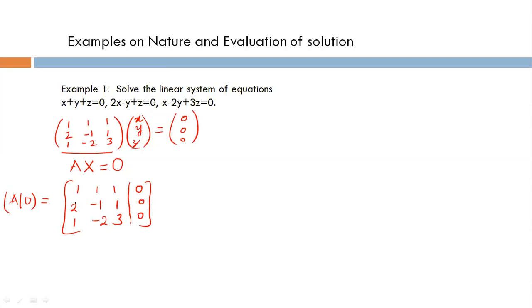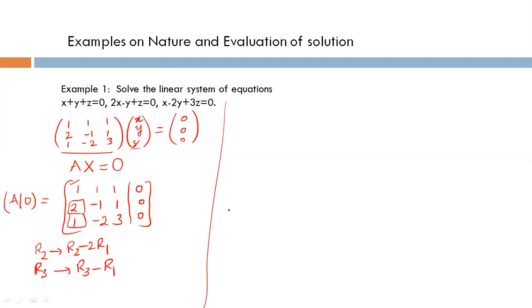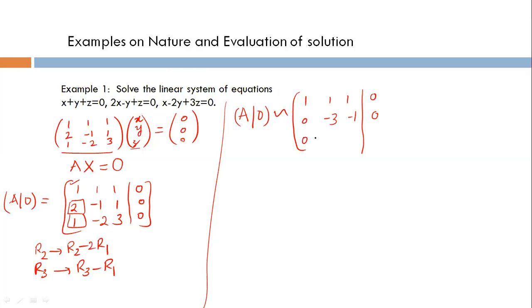For changing in the row echelon form, we have to make these two into 0 with help of 1. So R2 is replaced by R2 minus 2R1 and R3 is replaced by R3 minus R1. So augmented matrix is equivalent to 1, 1, 1, 0, minus 3, minus 1, 0, 0, minus 3, 2, 0.